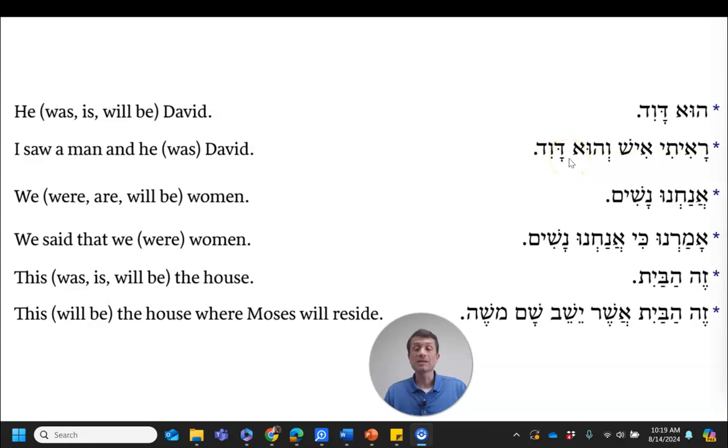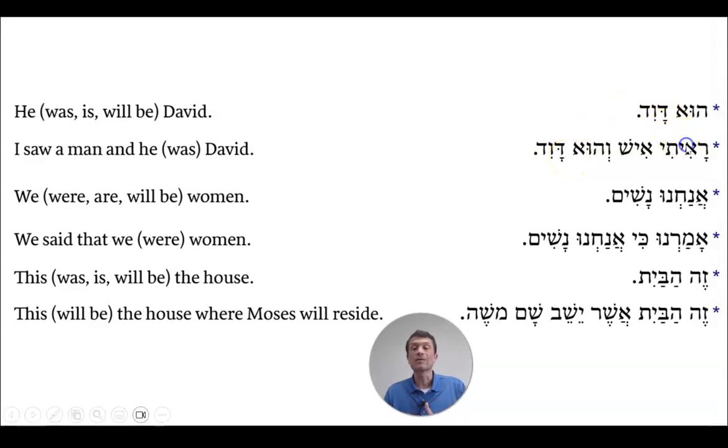There we know it's past tense because it comes right after this perfect verb right here. Here's another example. Anachnu nashim. We are women or we will be women. How do we translate that? Look at the sentence. Amarnu ki anachnu nashim. We said that we were women. So because of the perfect verb, you know that it should be translated as a past tense.